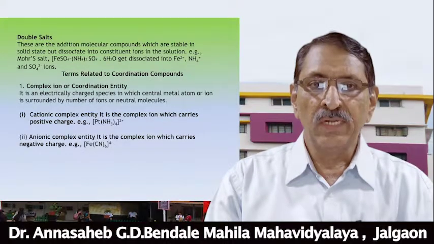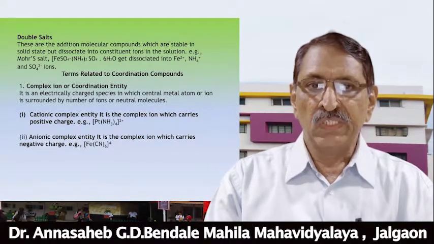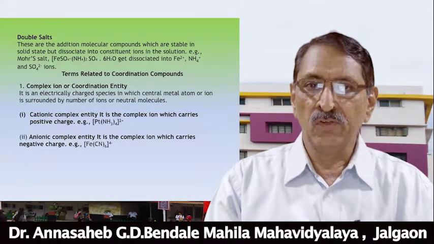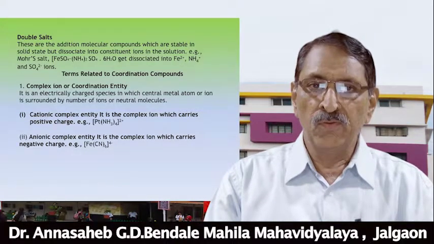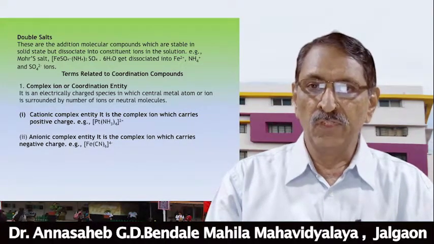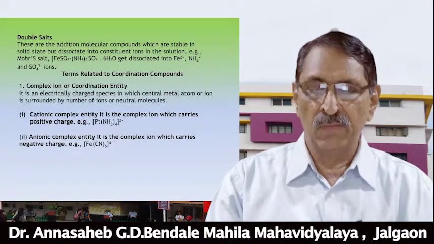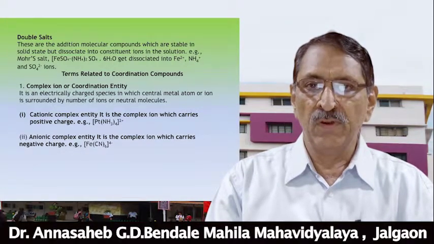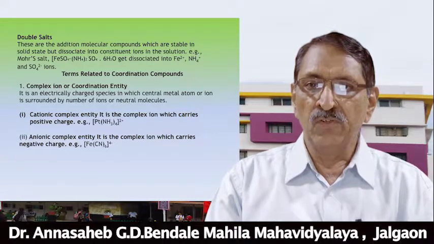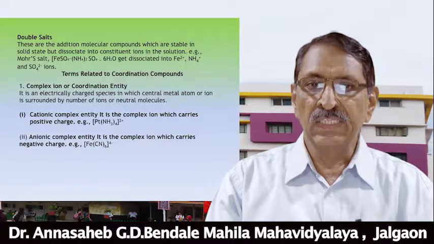We are now discussing a double salt. It is also an addition molecular compound which is stable in the solid state but dissociates into its constituent ions in solution. That is, when you prepare a solution of this double salt, its constituents dissociate into their ions. For example, take Mohr salt, that is ferrous ammonium sulfate. When ferrous ammonium sulfate is dissolved in water, it dissociates into the ferrous ion as well as the ammonium ion and the sulfate ion.